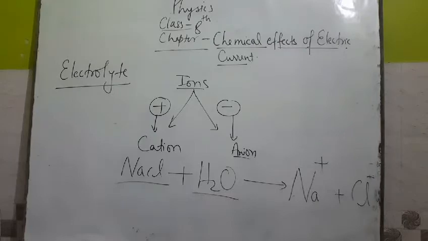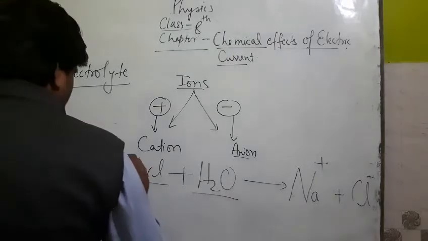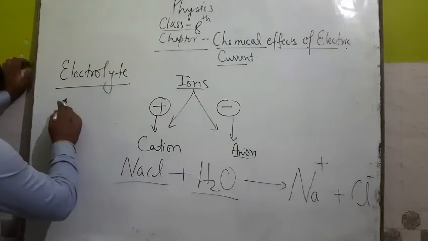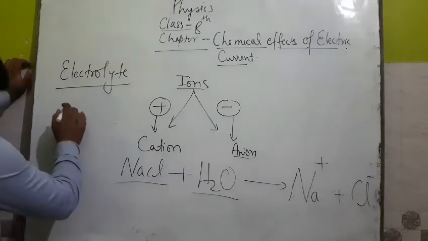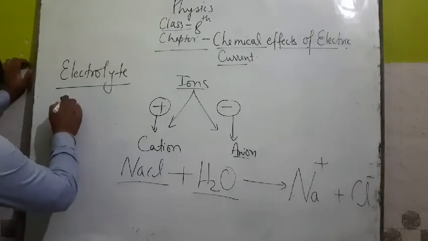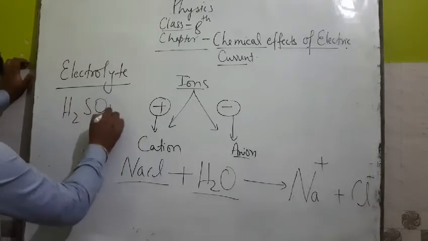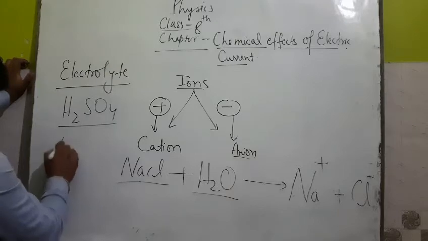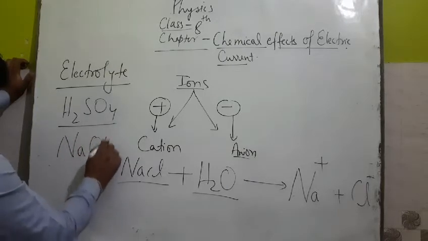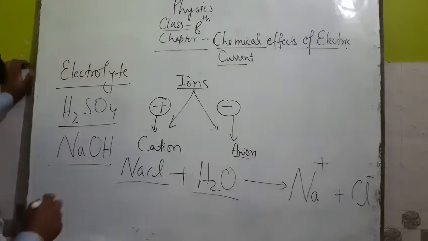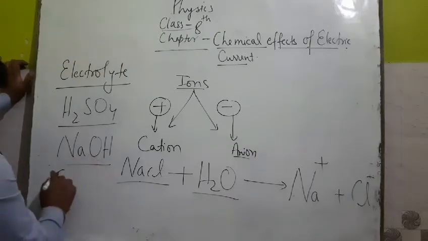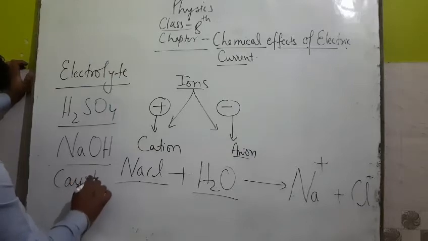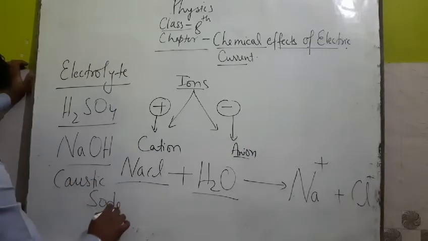Now, sodium chloride, common salt, sulfuric acid, sodium hydroxide are some typical electrolytes. Means some examples of electrolyte are common salt, that is NaCl. After that, sulfuric acid, H2SO4, which also breaks into ions. And next is sodium hydroxide, NaOH. This also breaks into ions, Na plus and OH minus. That is also known as caustic soda.